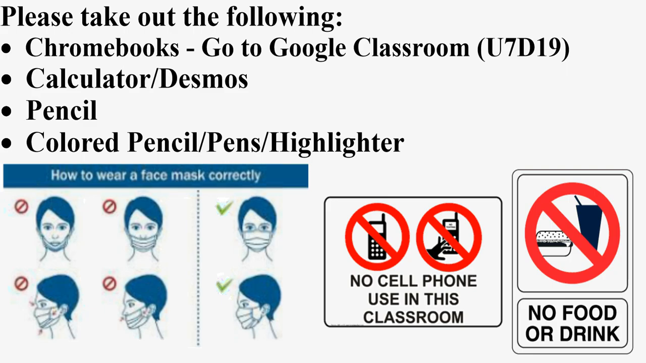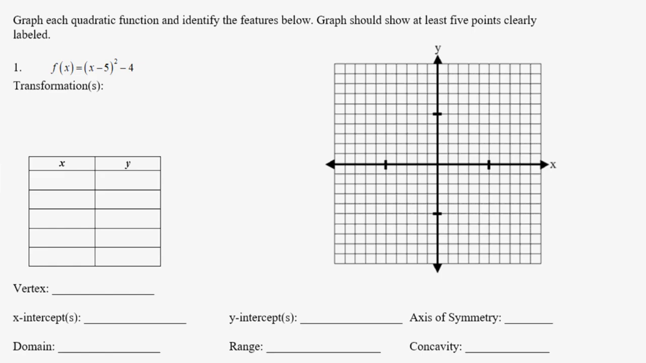So we take a look at number 1. We want to graph this function and identify the key features. So again, we always say, look at the function and see what form it's written in. This is our vertex form, right? The transformation format. And we look at the equation, and remember the parent function is x squared. I can see 2 transformations here. I can see the x minus 5, and I can also see the minus 4.